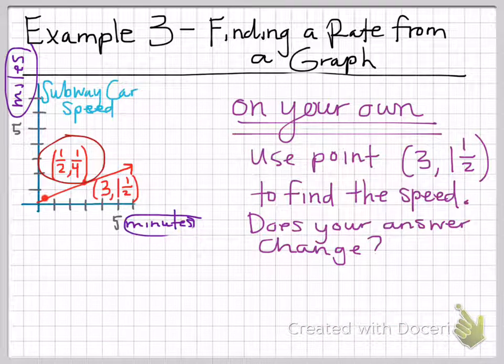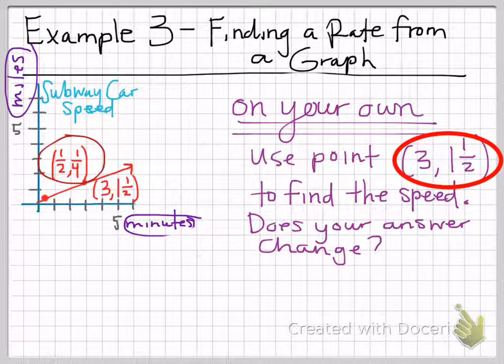On your own. Now, I want you to do the exact same thing. Use the same graph on the top left corner, but use the point (3, 1 1/2) to find the speed. After you find the speed, I want you to compare your answers. Does your answer change from when we used (1/2, 1/4)? Will the speed of the subway car change? Look back at step 1 and step 2 and do the same exact thing, but just plug in these new numbers, 3 and 1 1/2, and check back with me.